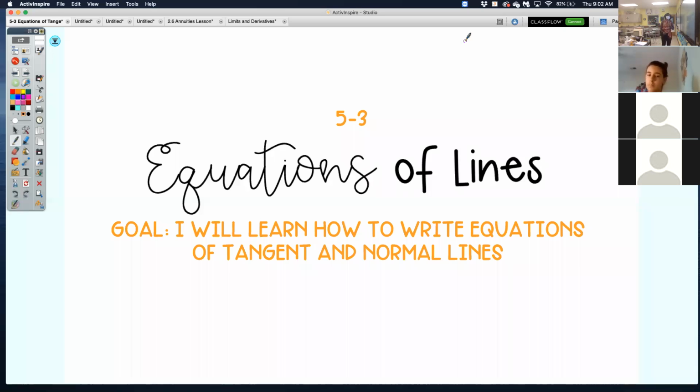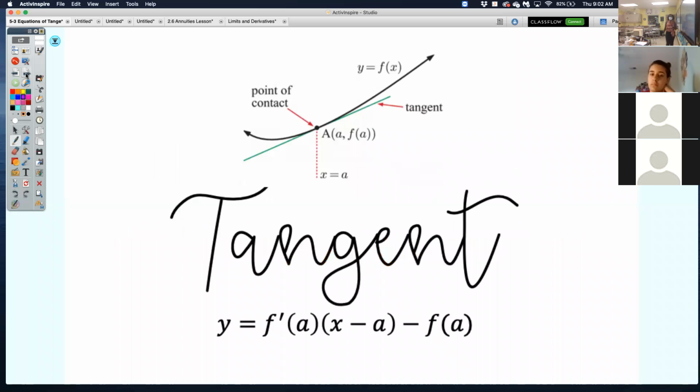So 5.3 is equations of lines. We're talking about the equations of the tangent lines and of the normal line. So that's what you guys are going to learn how to do today. We're going to start off with the tangent line.